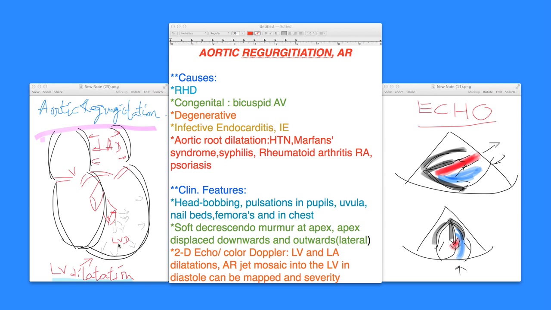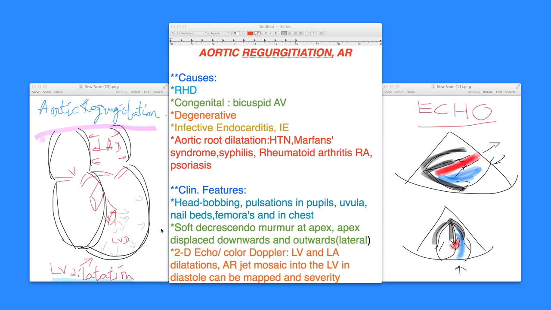Now, normally this goes on for years and patients may remain asymptomatic. But when they become symptomatic, then obviously the signs are different, and patients can start to have difficulty breathing on exertion, or lying down in bed. Sometimes they may have head bobbing, pulsations in pupils. Patients have complained of pulsations in the chest when they lie on their left side. And then there are signs like you could see pulsations in their pupils of the eye, the uvula in the mouth, or even on the nail beds.